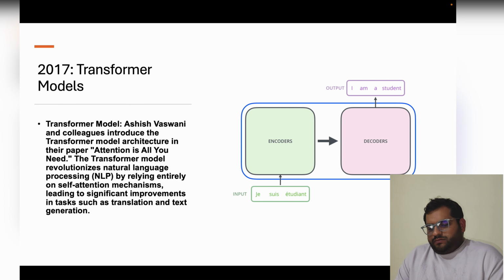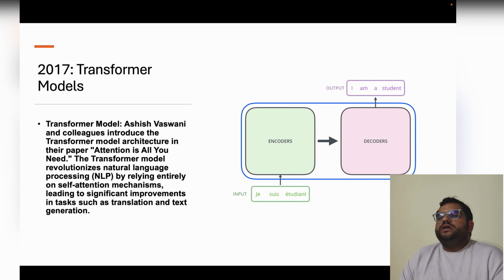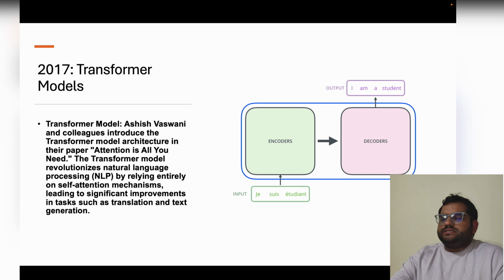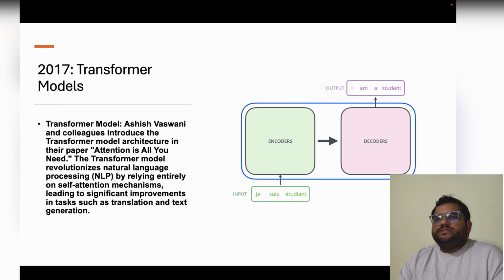Also, during this time, you can understand that even in image processing, there are transformer models being used. They do not have decoder models; they have encoder models. We'll discuss that at later stages.